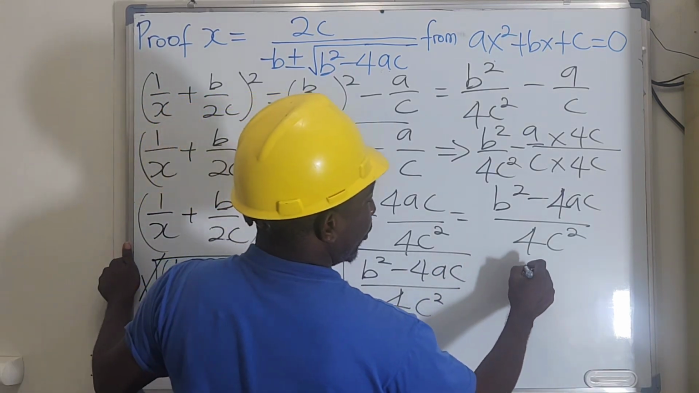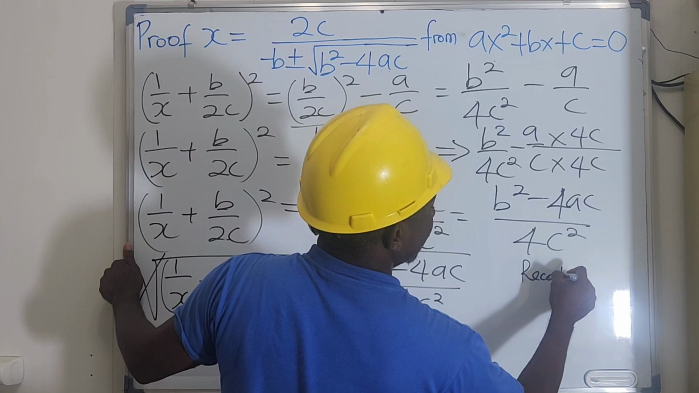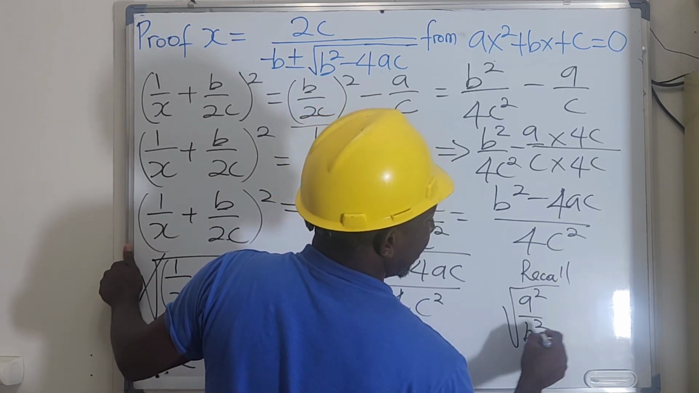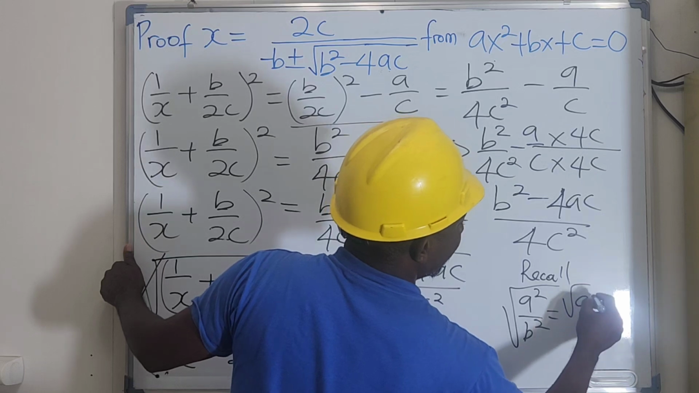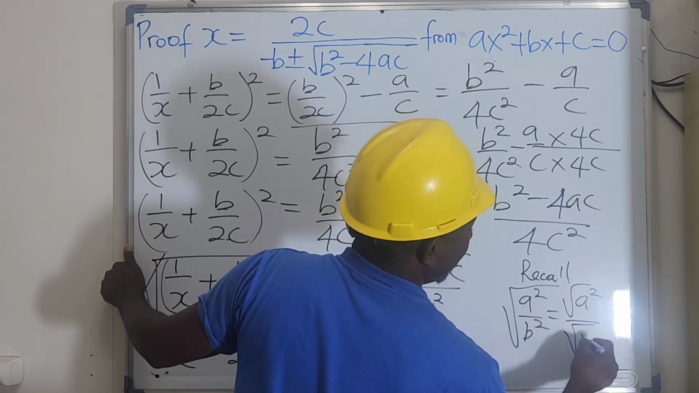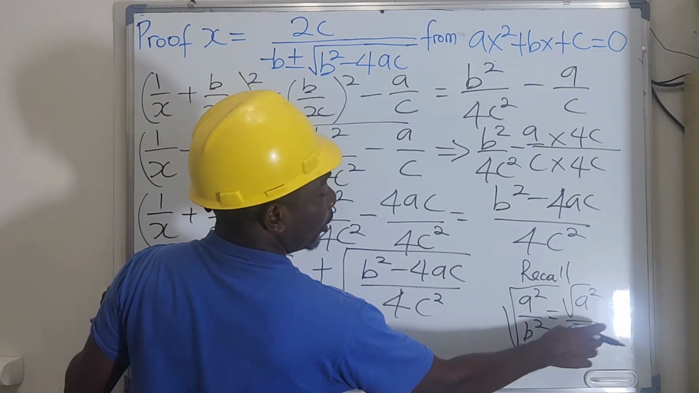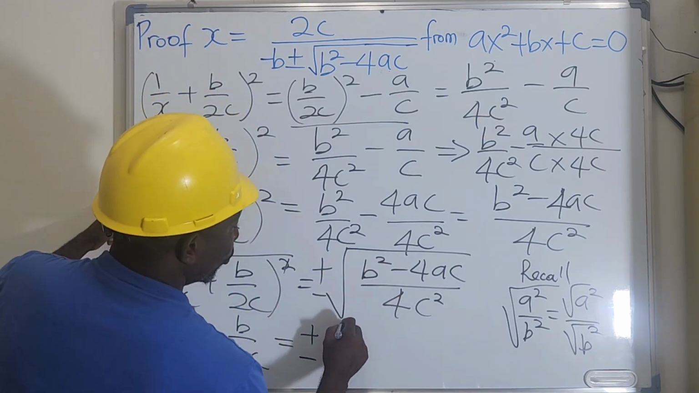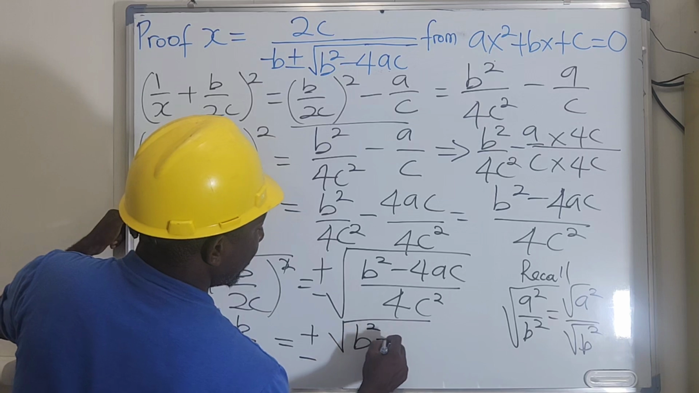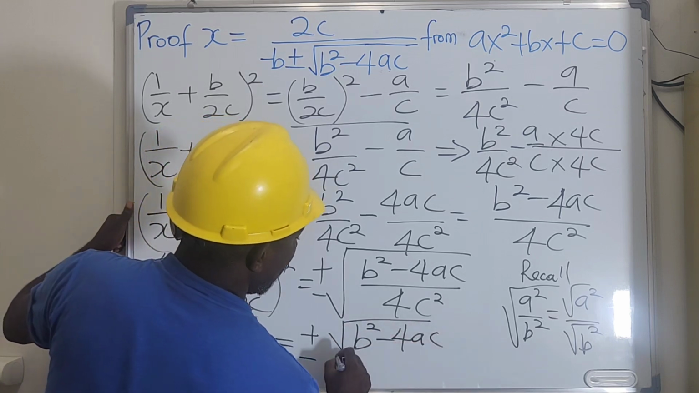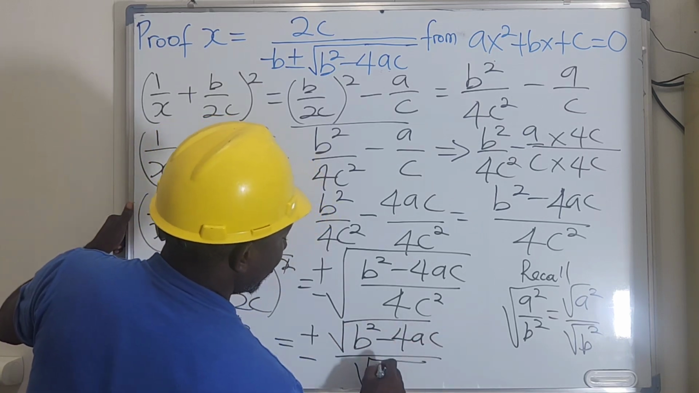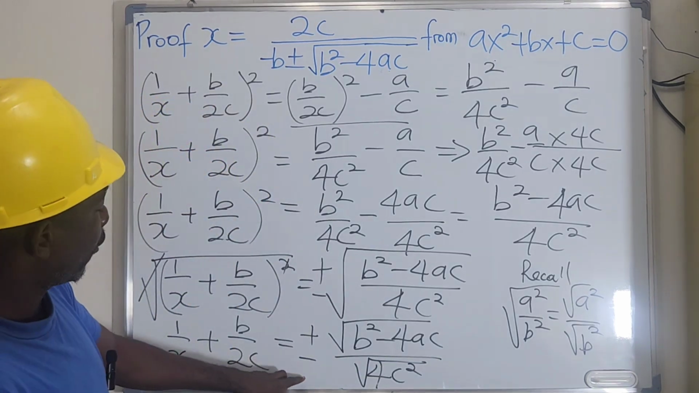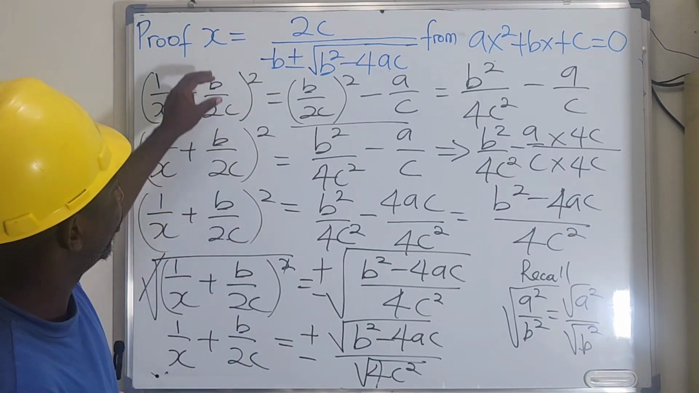go into this, let's recall that when we have a squared all over b squared, it is the same thing as square root of a squared all over square root of b squared. So we are going to substitute this expression to what we have here. So this will become plus or minus square root of b squared minus 4ac all over square root of 4c squared.